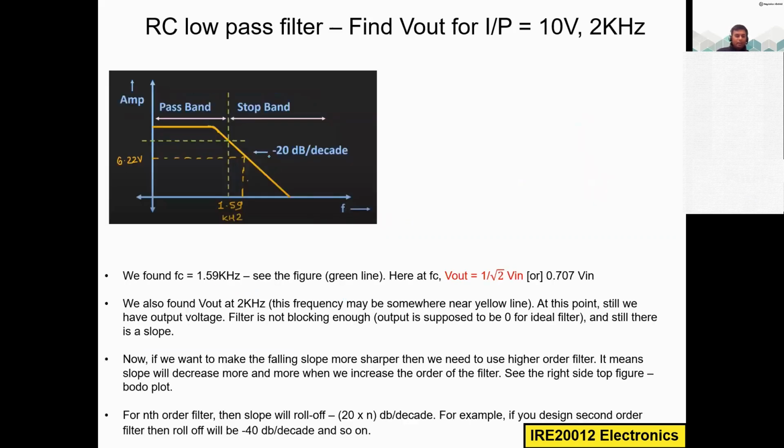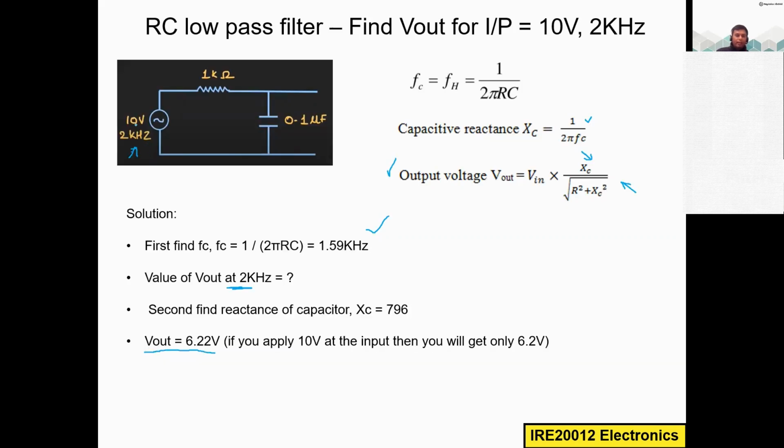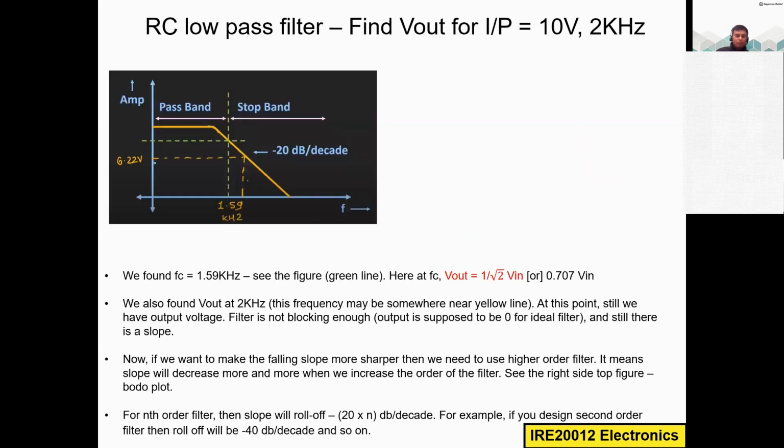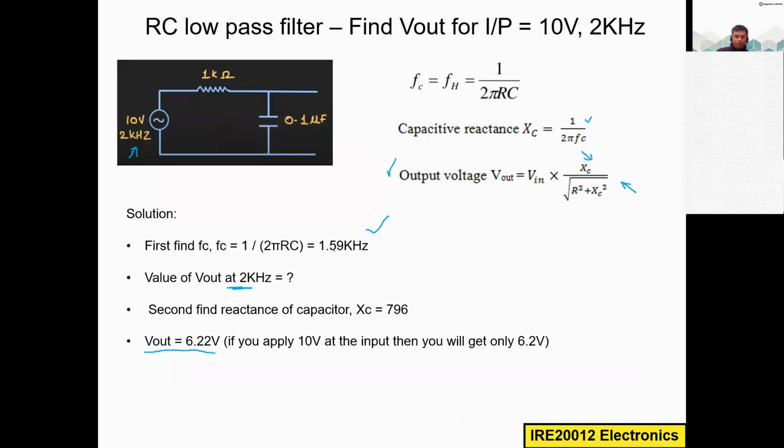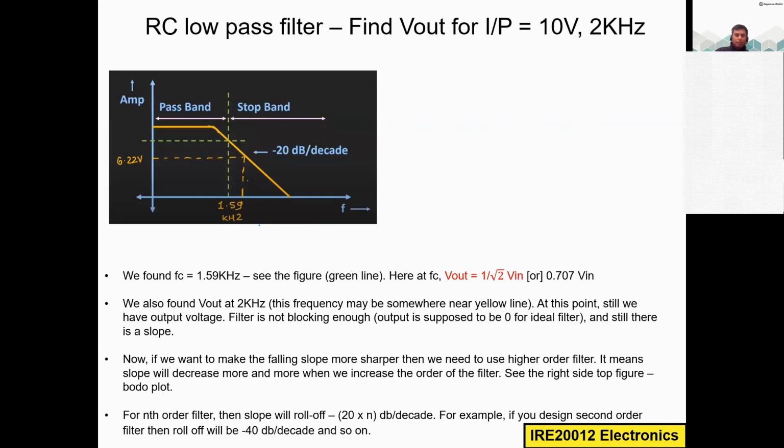I'll show here what we are applying. We are applying 10 volt. Okay, this is the cutoff frequency value, 1.59 kilohertz. So we found FC is equal to 1.59 kilohertz. With respect to this figure, you can see the green line. This is the cutoff frequency, and this is the minus 3 dB level, where the output response starts to fall down.